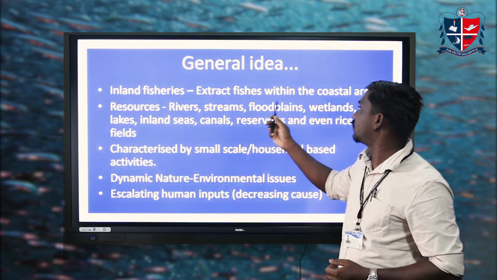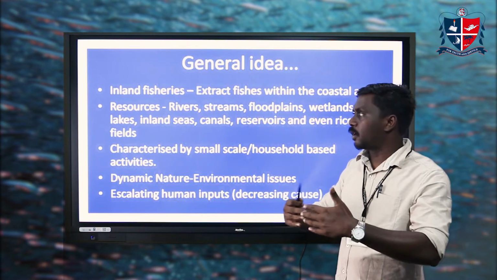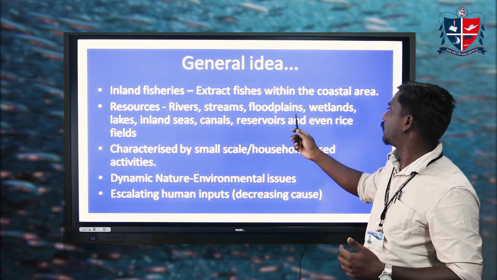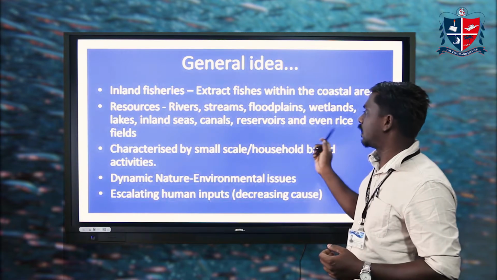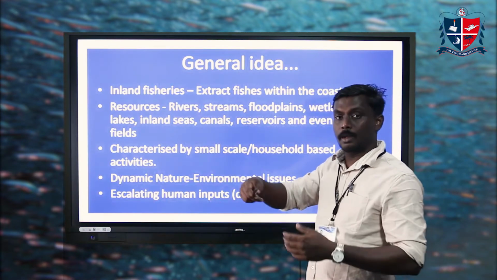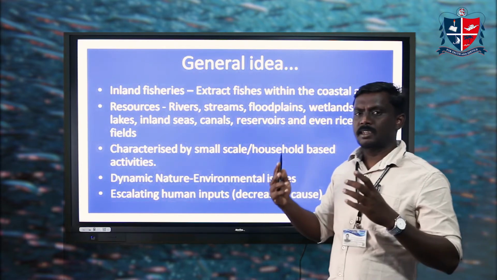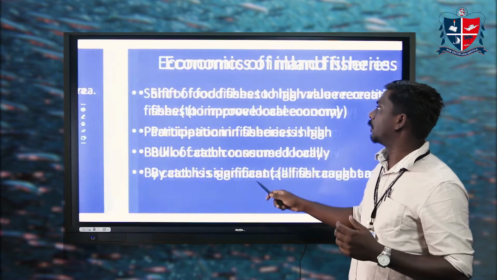Inland fisheries extract fishes within the coastal area. In our coastal areas, some water bodies are there, and the major resources are rivers, streams, floodplains, wetlands, lakes, inland seas, canals, reservoirs, and even rice fields can also come under the inland sector. And it has certain characteristics: it is dynamic and has accelerating human inputs.